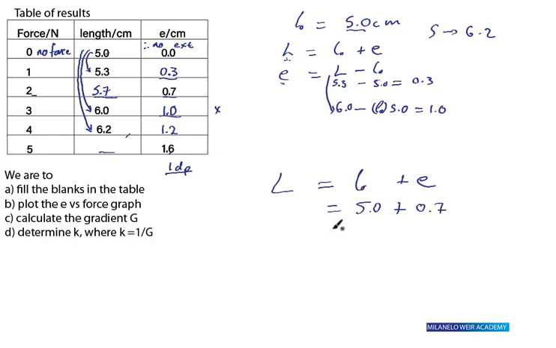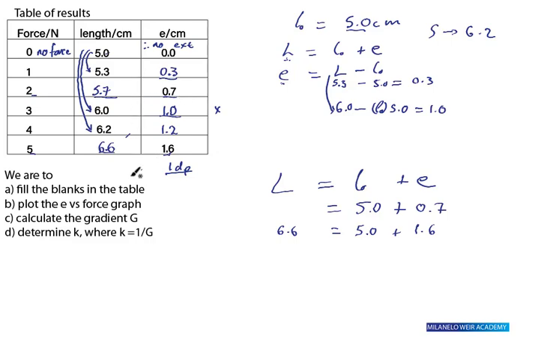So if you want, you can say the original length was 5. And what was the extension? The extension is 1.6. Therefore, the new length is 6.6. That's it. 6.6. So this is how we do it, guys.